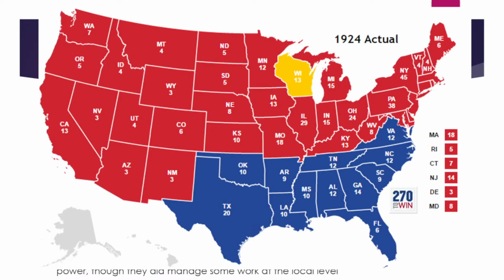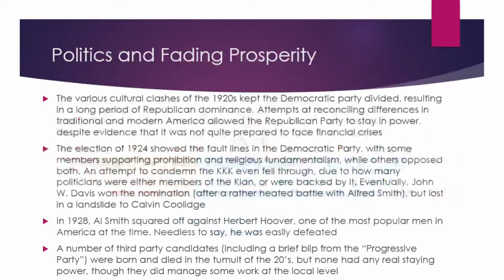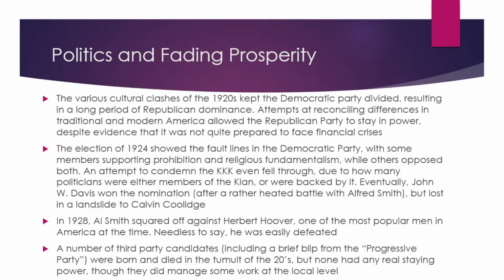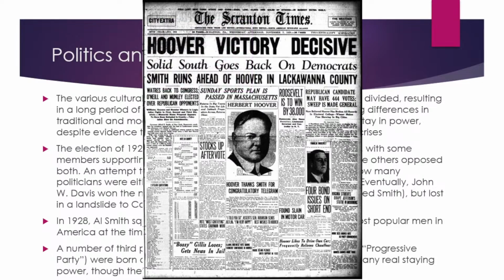So, again, just real quick, here's 1924 where Coolidge won easily. Here's 1928. Hoover took everything. Al Smith managed to get Massachusetts at least. That was like 18 votes. But yeah, it was real rough. I mean, the South didn't even completely vote for him. So it was bad. Hoover victory decisive. That's one way to say it.